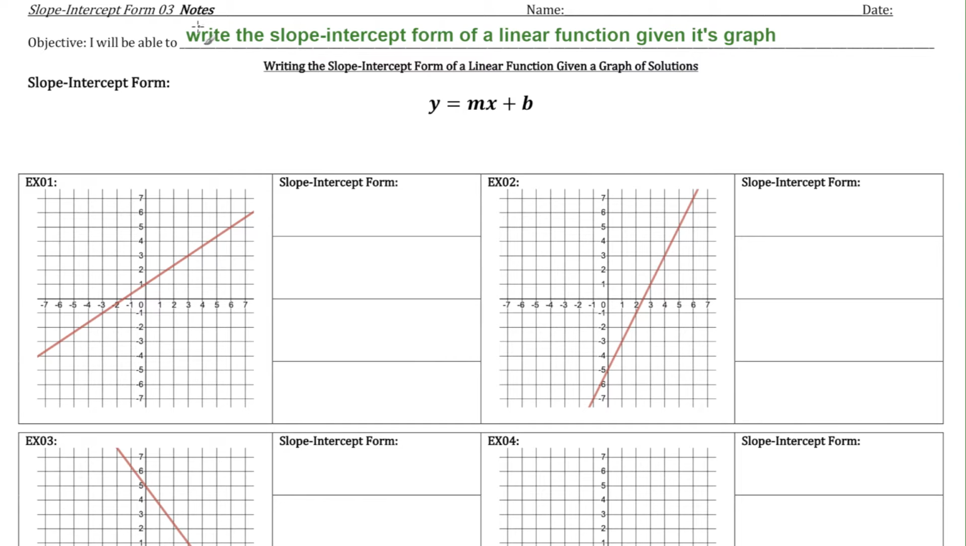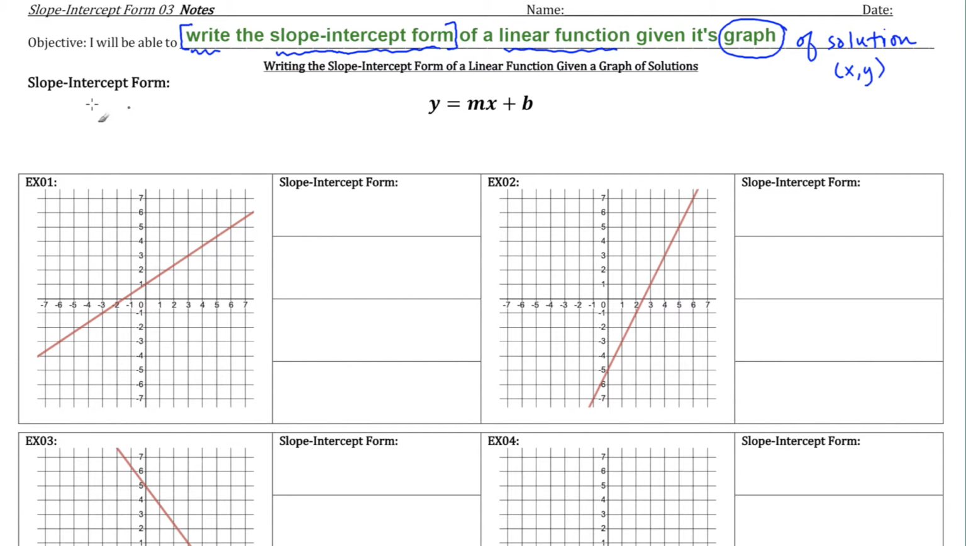All right, so in this lesson, we are going to write the slope-intercept form of a linear function, so of a line, given its graph. So when I say graph, we're talking about a graph of solutions. Remember that a solution is a point, which is x comma y.